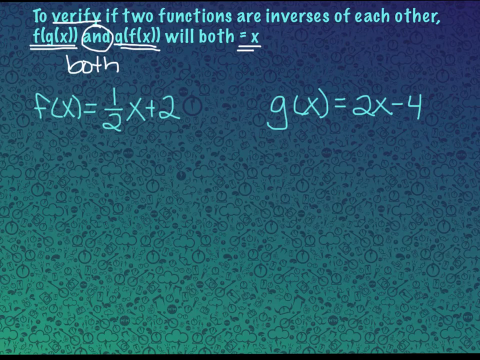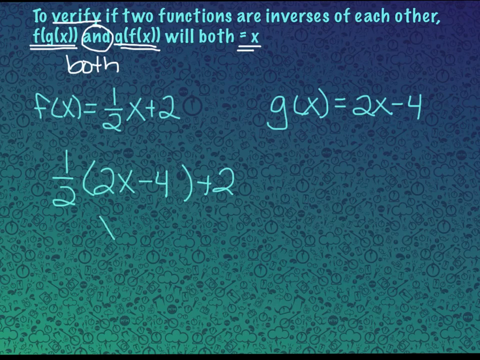And just by looking at them, you can't really tell if they are or not. But if we plug the g function into the f function, so 1/2 times 2x minus 4 and then plus 2, we have half of 2 is 1x, half of negative 4 is minus 2, plus 2. x minus 2 plus 2 equals x. So it works when we do f of g of x. Here, I'll write that, f of g of x.